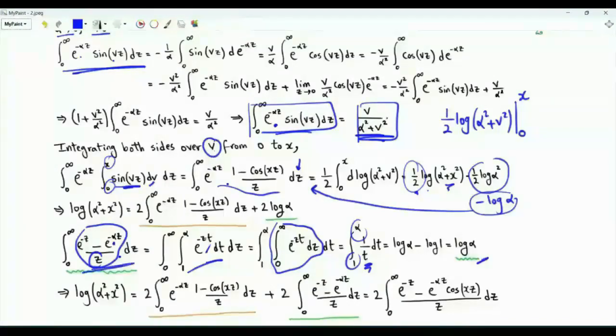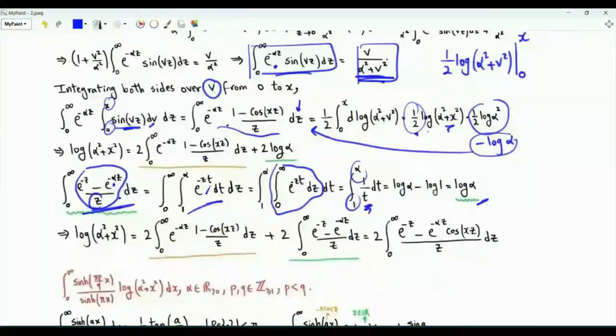This log alpha here can be represented using this integral. Log of alpha squared plus x squared is given by the sum of these two integrals. We can combine them. Note that the integrand here has e to the minus alpha z over z.